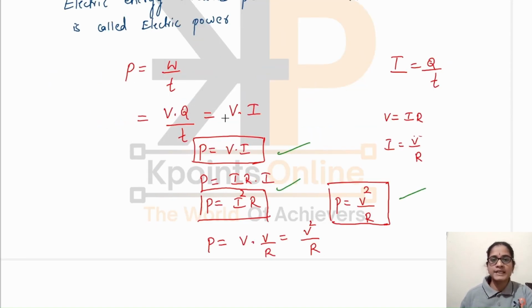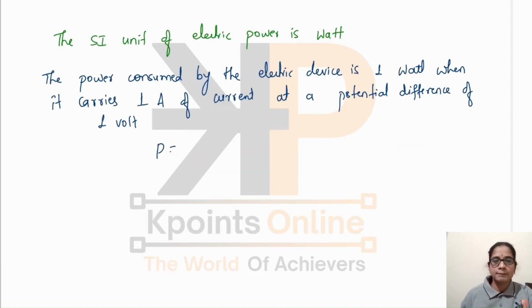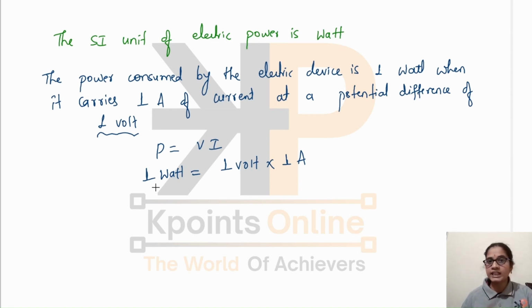We have seen here P is equal to VI. So 1 watt is equal to 1 volt into 1 ampere. So the power consumed is said to be 1 watt when it carries 1 ampere of current when operated at a potential difference of 1 volt. Now this unit, watt, is very small, but the electrical energy that we consume is very, very large. So the commercial unit of electrical energy is kilowatt hour.